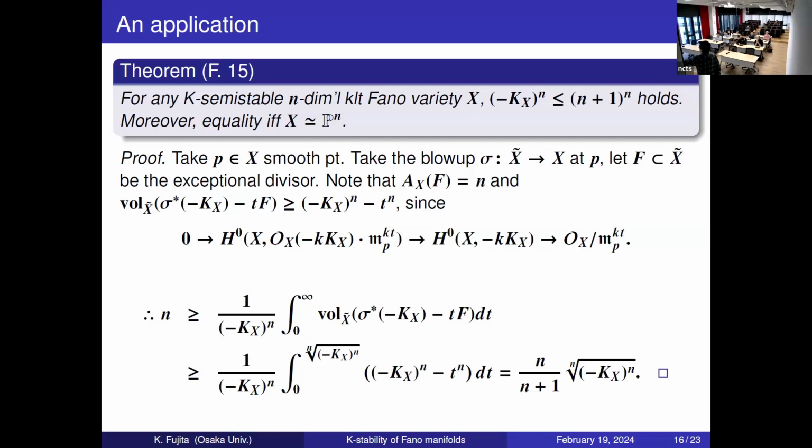The log discrepancy A of F is bigger than or equal to the S invariant. But the S invariant is estimated from, thanks to this value, the volume is bigger than or equal to this. And volume is a non-negative value, so we are only interested in the positive area. And this integration is that. Together with the inequalities, we get the assertion. And the equality case can be done by a Chow–Miyaoka–Shepherd-Barron type criterion.